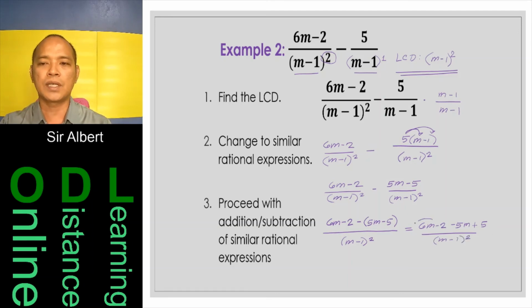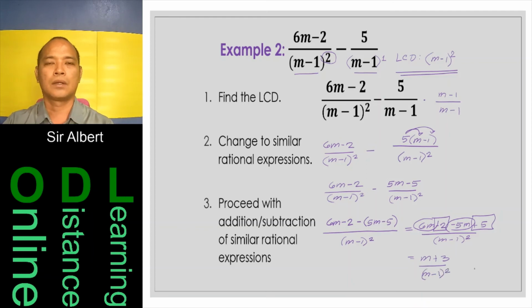Combining like terms, 6m and negative 5m would give us m, and combining negative 2 and positive 5, this would give us positive 3 all over (m - 1) squared. We cannot further simplify this because there's no other factor that's common to both numerator and denominator which we can cancel out. All that is left to do is to finalize things by writing your restriction.